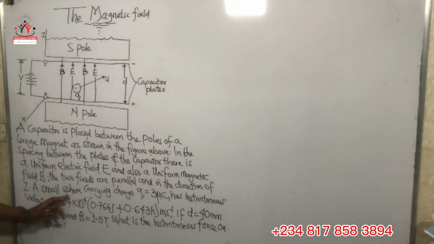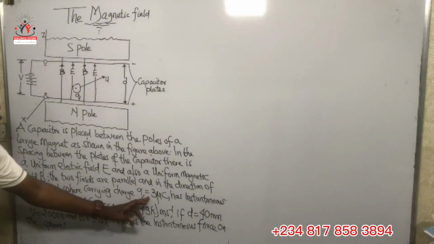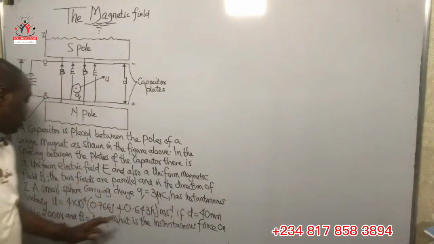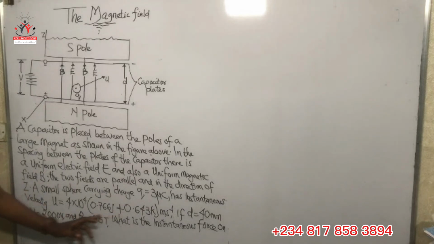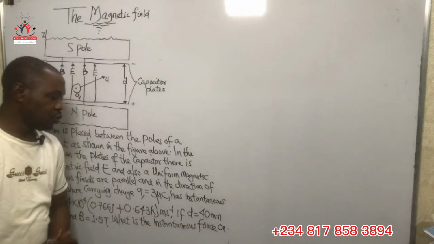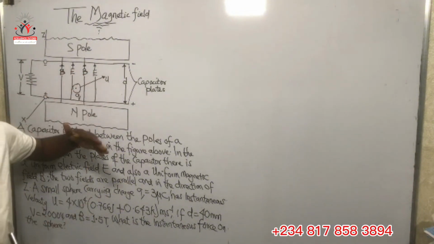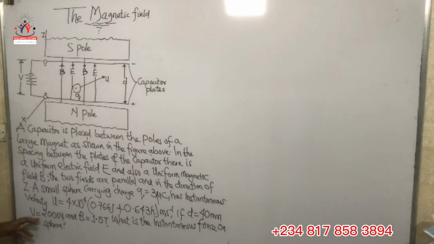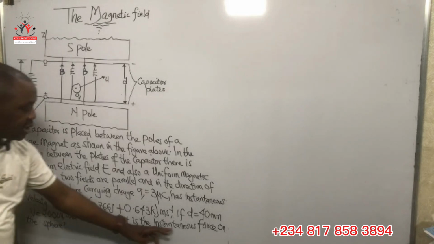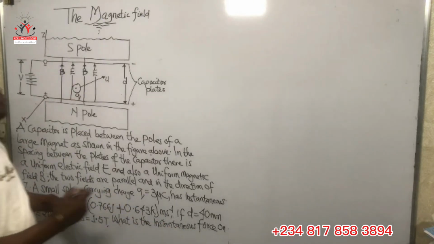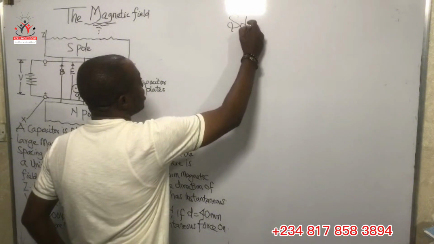So we have a small sphere carrying charge Q equals 3 microcoulomb, with instantaneous velocity U, which is this. If D equals 40 millimeters. Now, D is the distance of separation between the plates of the capacitor. And we're also given the electric field potential, which is 2000 volts, and the magnetic flux density to be 1.5 Tesla. So, what is the instantaneous force on the sphere?